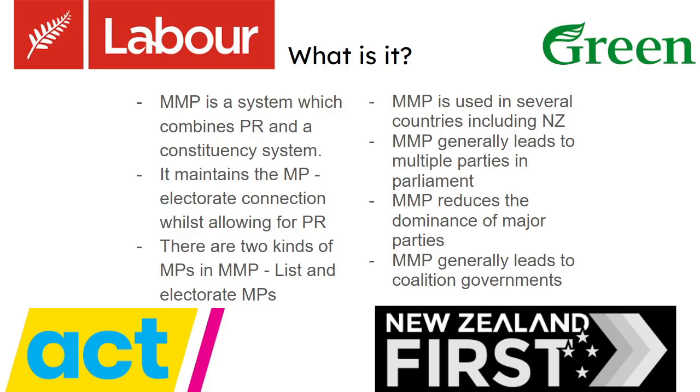MMP is used in several countries, including New Zealand, and generally leads to multiple parties being in parliament. MMP further reduces the dominance of major parties and generally leads to coalition government. So basically, MMP is a system that combines proportional representation and electorates, allowing members of parliament to maintain a connection with their electorates, whilst allowing for proportional representation.